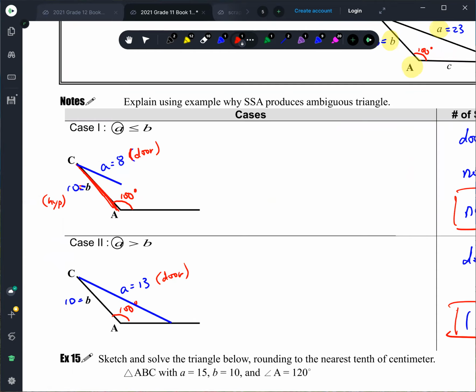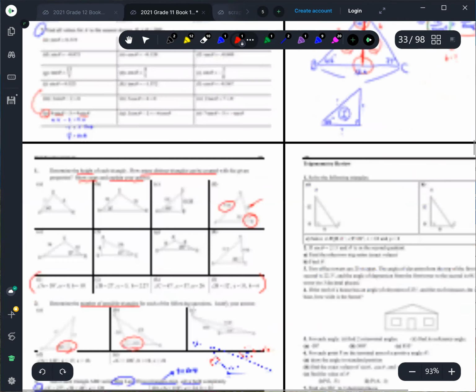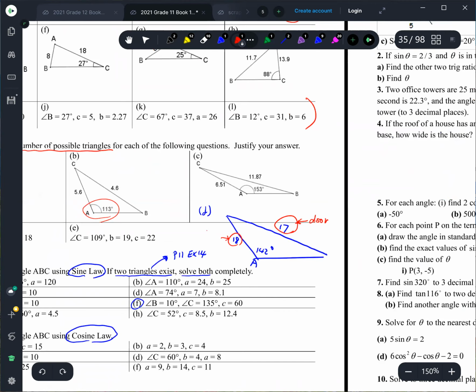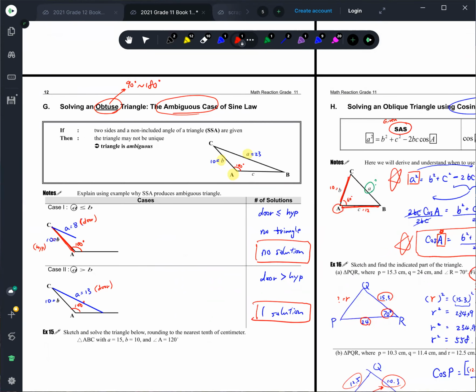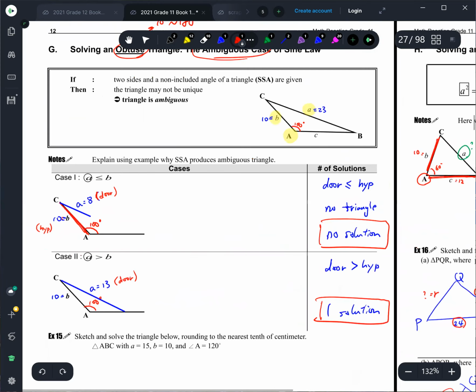Okay, so for the question, you compare the door and hypotenuse. Which one's longer? Which one's shorter? The hypotenuse is longer and the door is shorter. Yeah, door shorter than hypotenuse, right? What happens when the door is shorter than hypotenuse? There is no solution. Yeah, so that's it. Either shorter or equal to hypotenuse, then the triangle cannot exist. It's too short to close the triangle. Okay.